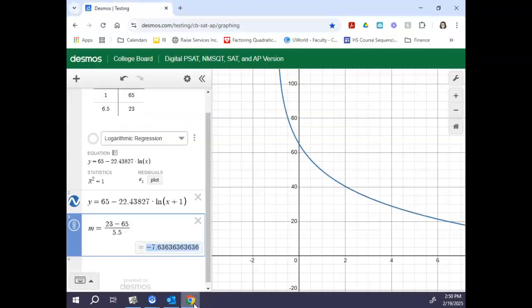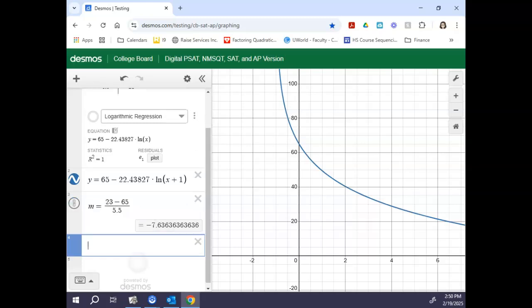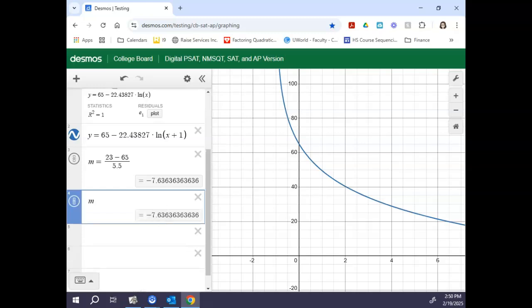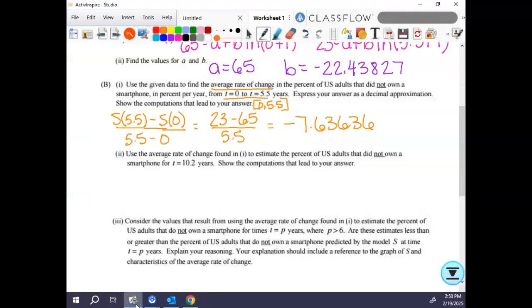I could also, especially since it's highlighted, I could copy and paste this number. But look, I've identified it as m. Let me put a few of these so I can scroll. So since I've called it m, I can use m right here. If I just click m, you see how it is that number? I've identified it. So now I don't have to copy and paste. I don't have to do anything. It's there. So it's kind of a way to store numbers. We just can't always store all the numbers. So that's going to help us on the next part. Okay. I have my rate of change. I've expressed it as a decimal approximation. I've shown my computations, right?